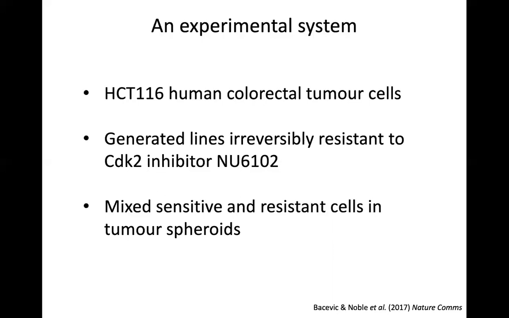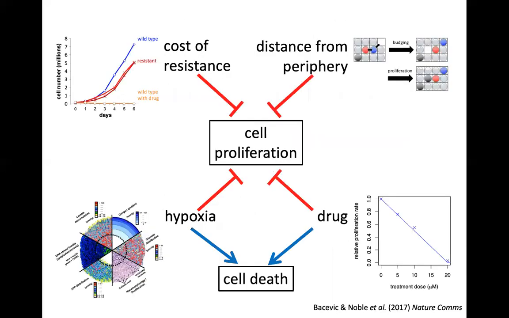the constituent cells. So I created a computational model that recapitulated the important properties of this experimental system. In brief, we were able to establish that in the real cells, both in monolayer culture and in mice, the resistant cells paid a fitness cost, which you can see illustrated in the top left of this slide. We also knew from previous work that cells that are farther from the periphery, from the boundary of the tumor spheroid, are less able to proliferate. So I was able to build this property into the model, as you see in the top right.